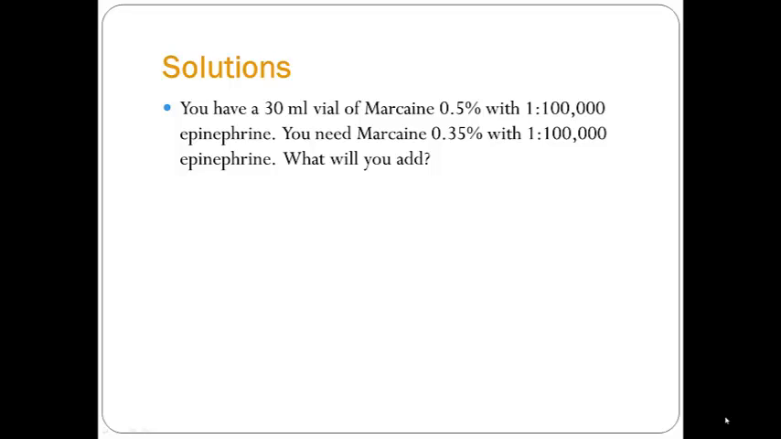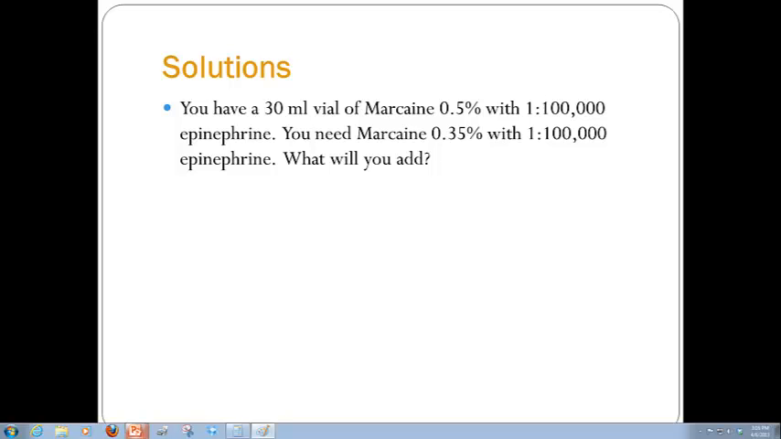We're coming to the end of the math tutorial here. I'll work one last problem for you. This seems to be the type of problem that gives students the most trouble. You have a 30 milliliter vial of Marcaine 0.5% with 1 to 100,000 epinephrine. You need Marcaine 0.35% with 1 to 100,000 epinephrine. What will you add?